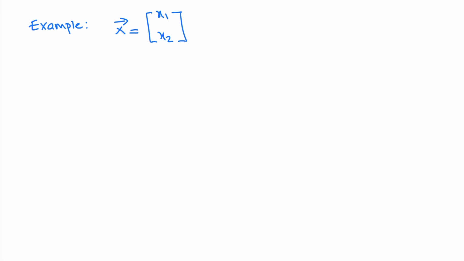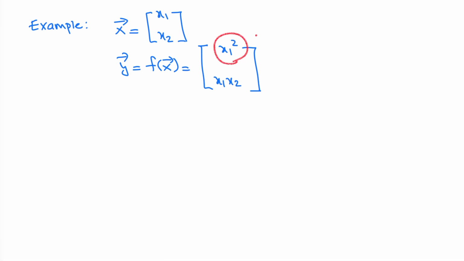Let's say x has two components, x1 and x2. So in this case, x is a vector. And let's say y, which is a function applied to x, is also a vector, meaning that we have x1 squared, for example, and x1 x2. So in this case, our y1 is x1 squared, a function of x1 and x2. And then y2, the second component, is just the multiplication of x1 and x2. It's important to keep this in mind.